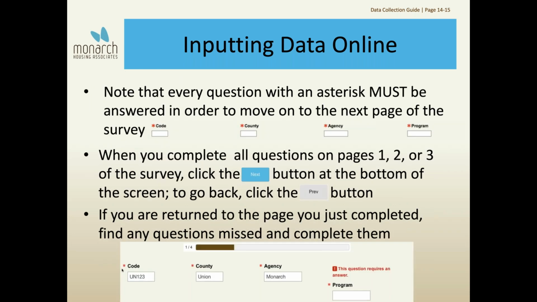So note that every question with an asterisk must be answered in order to move on to the next page of the survey. When you complete all questions on pages 1, 2, or 3 of the survey, click the Next button at the bottom of the screen. To go back, click the Previous button. If you're returned to the page you just completed, you might have missed a question, so find that and complete it.